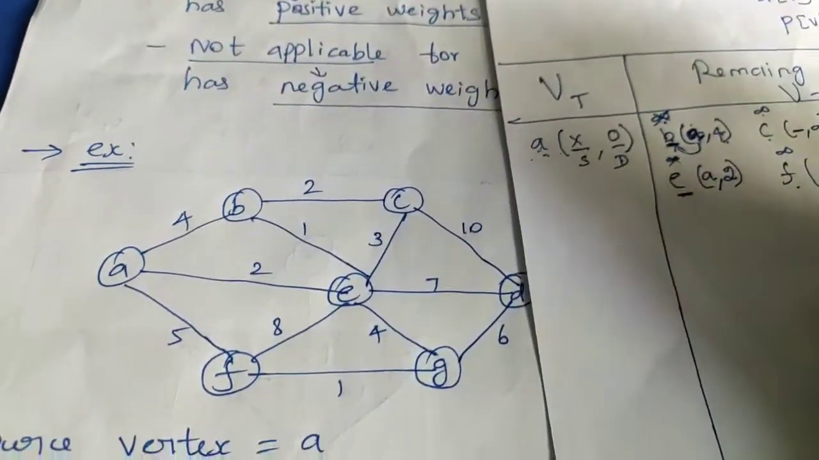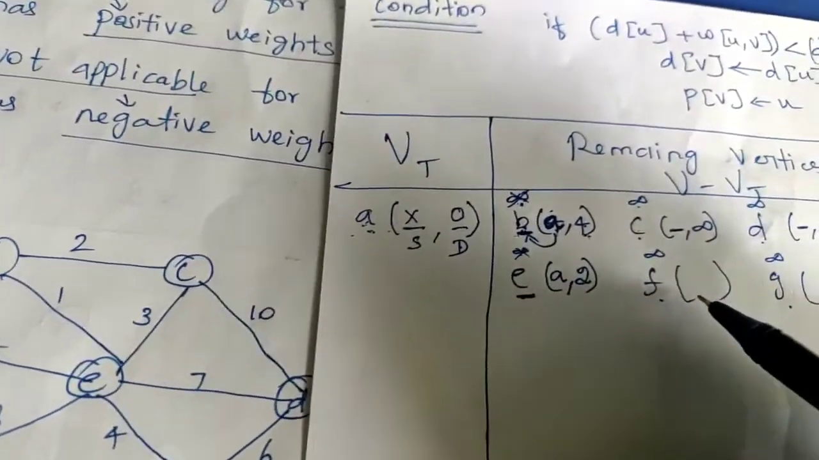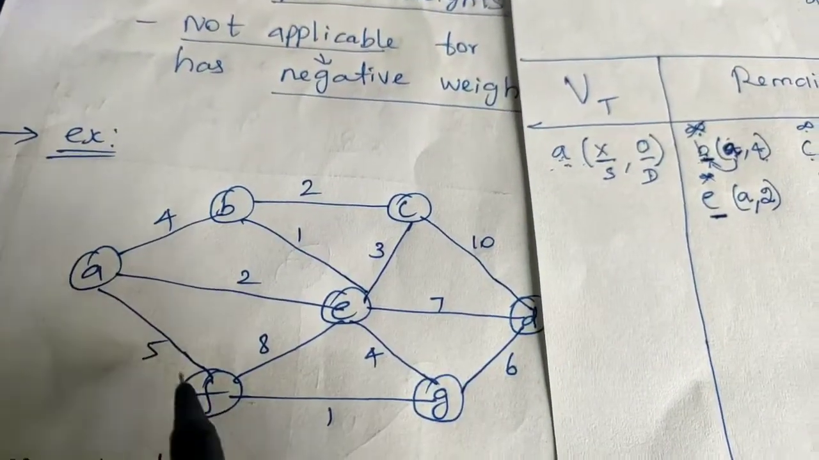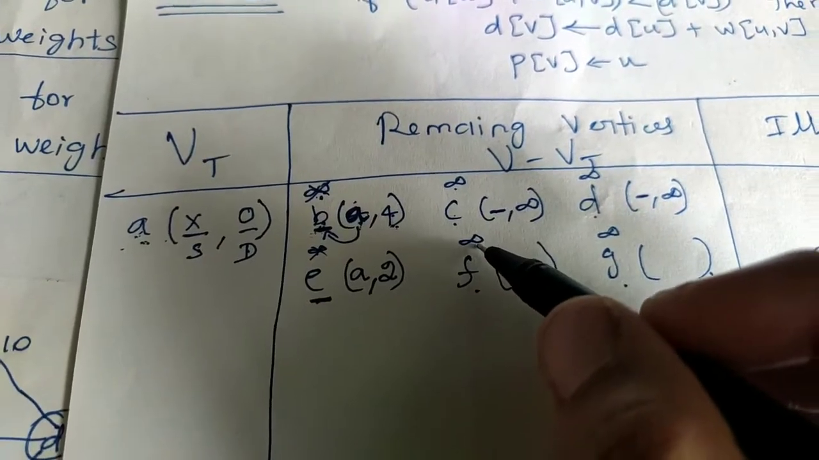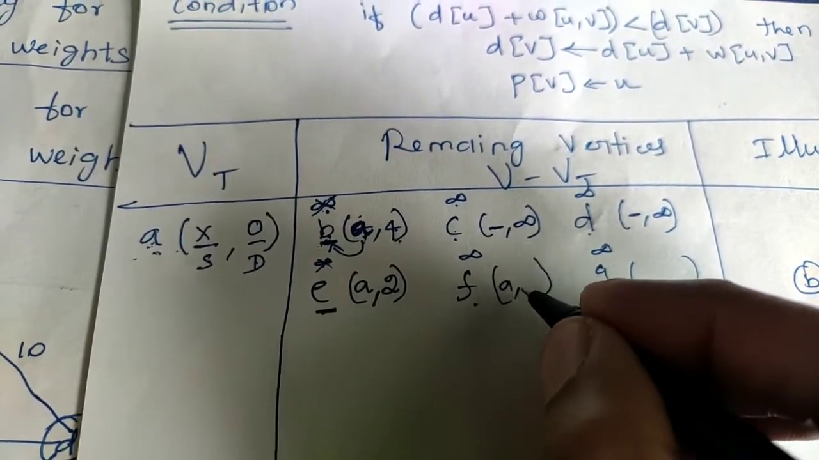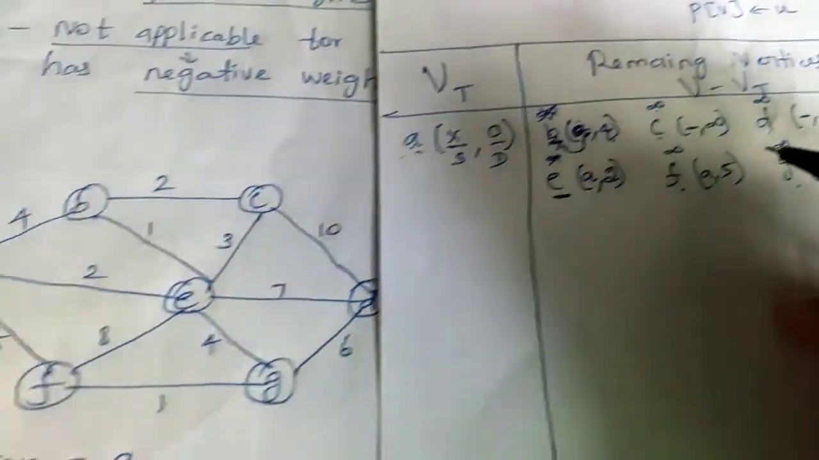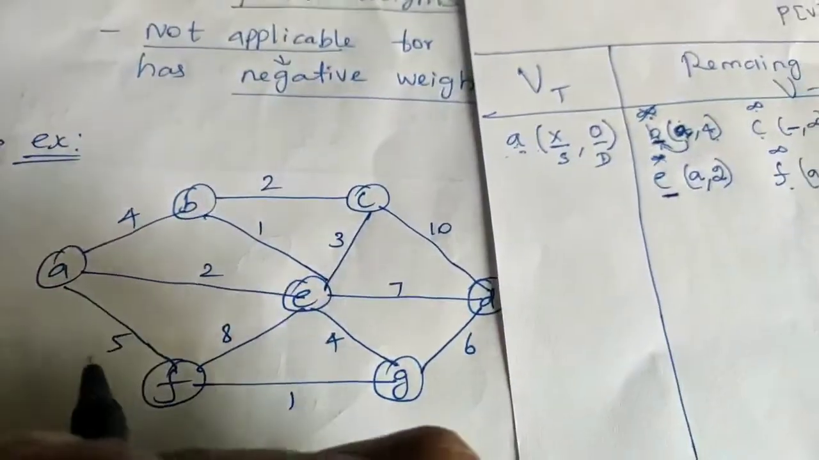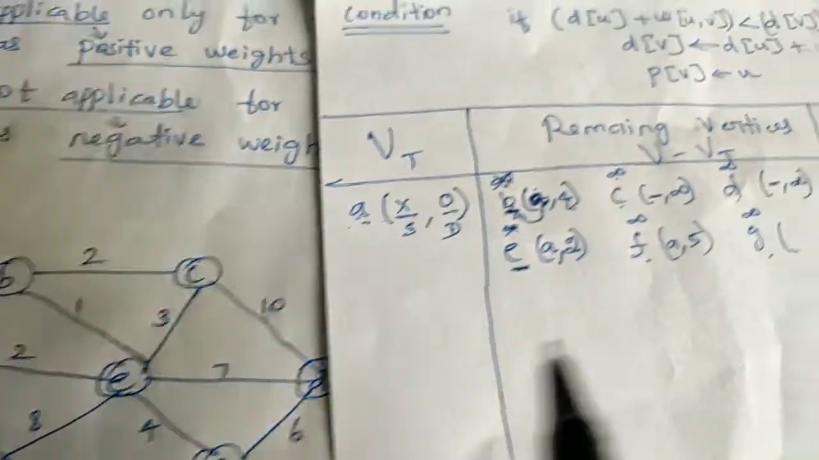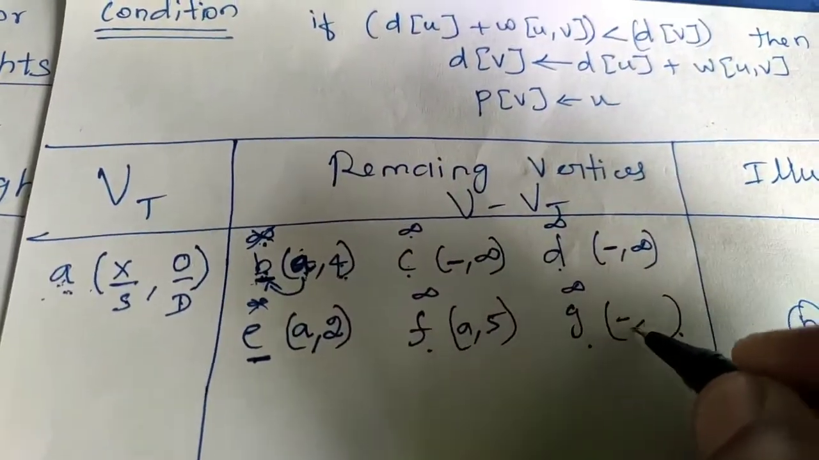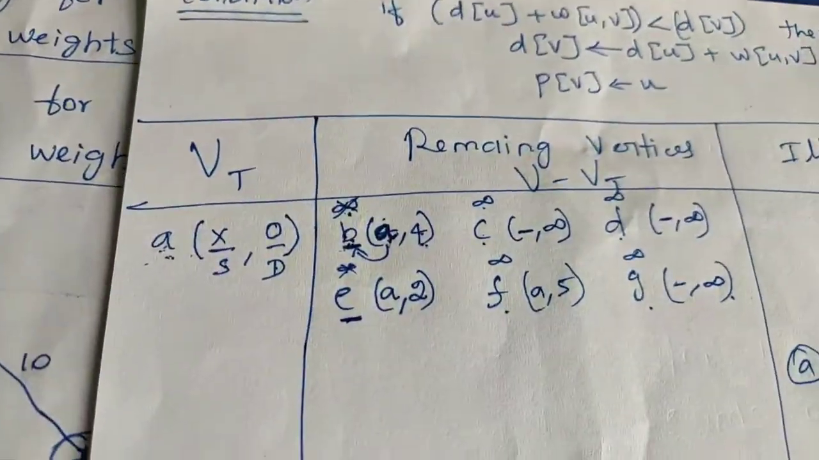Now try to visit the vertex A to F. A to F, if I see, I have a distance of 5. It is less than infinity. So update source as A, distance as 5 as per the edge. A to G, I am just trying to visit. There is no direct path, so no source, infinity remains as it is.